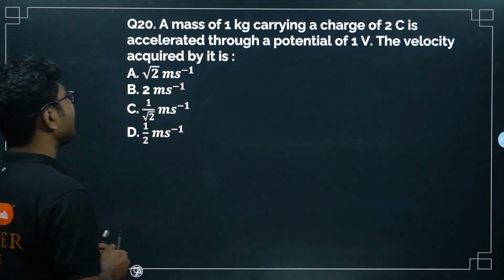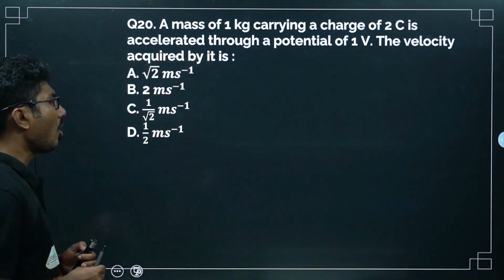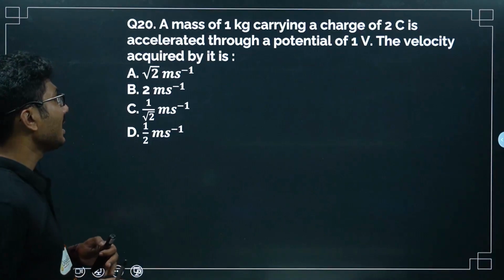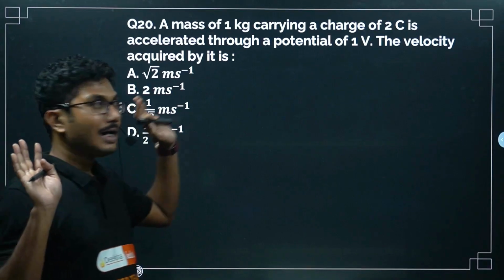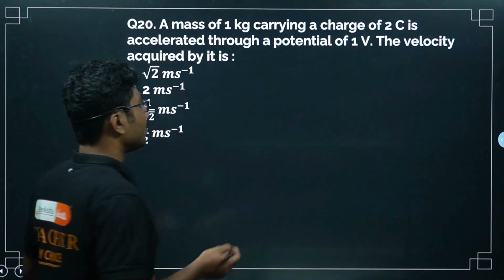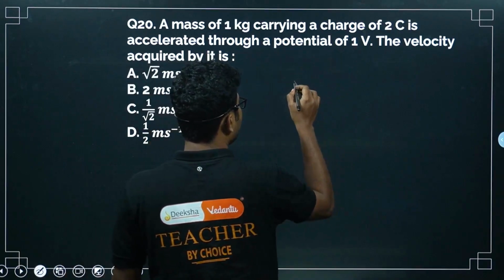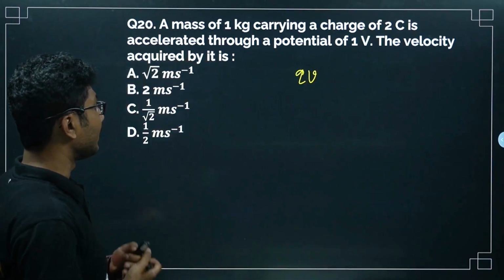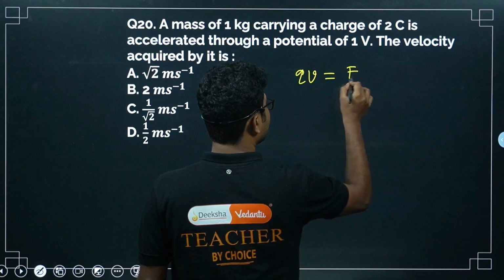Now, a mass of 1 kg carrying a charge of 2 coulomb is accelerated through a potential of 1 volt. The velocity acquired by it? Very important, interesting question. They have not given you any other thing. They have only said you accelerated a charge of 2 coulomb through 1 volt, and what is the velocity of it? So we know that the work done while accelerating through 1 volt is given by Q times delta V, Q times V, since the potential difference itself is given as 1 volt. So QV, and this should equal the kinetic energy.